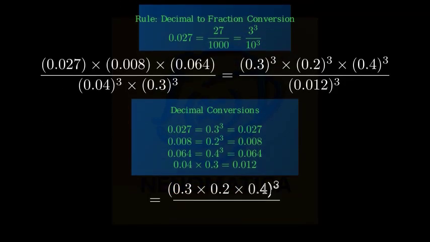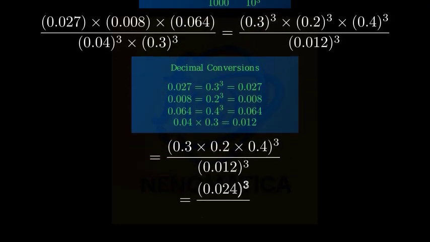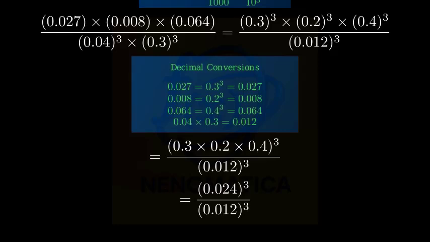In this step, we multiply the values inside the parentheses. Notice that in the numerator, we have 0.3 cubed times 0.2 cubed times 0.4 cubed. And in the denominator, we have 0.012 cubed. Now, we can multiply the values inside the parentheses in the numerator. 0.3 times 0.2 times 0.4 equals 0.024.